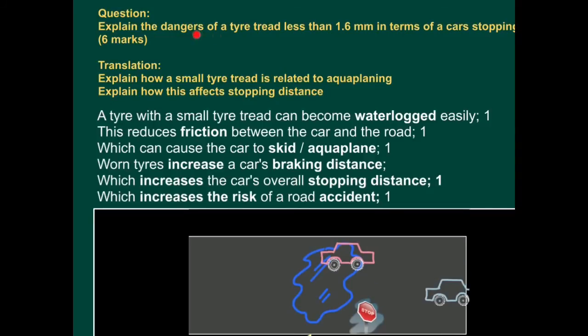Remember, it says explain the dangers. So the dangers are, if your stopping distance is increased and you're skidding, you have less control, this increases the risk of a road accident. So we've related a worn tyre to aquaplaning. We've talked about how aquaplaning affects stopping distance here, and we've explained the dangers of not being able to control your stopping distance or having a longer stopping distance.